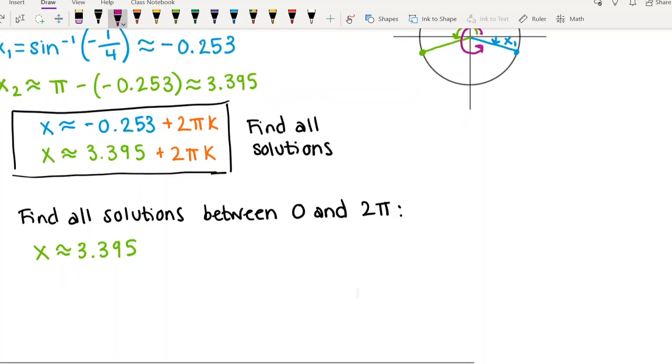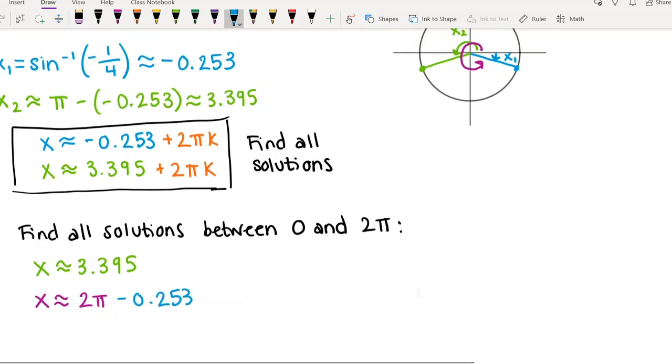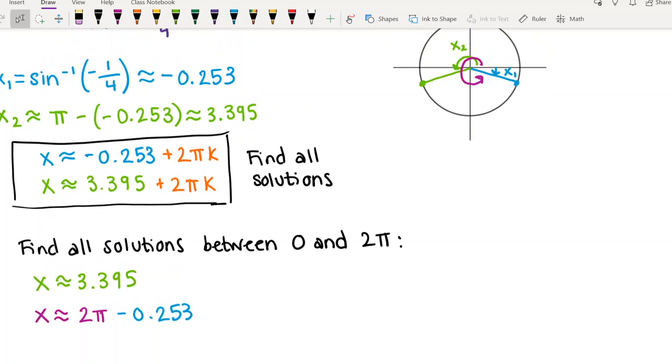So the way we can write that is just say, x is approximately equal to 2 pi minus 0.253, right? So the minus 0.253, that's coming from adding that negative angle that we found earlier. So what are we going to do here? We're doing 2 pi minus 0.253.